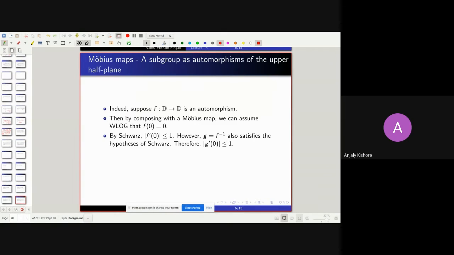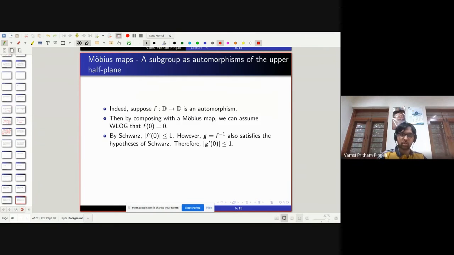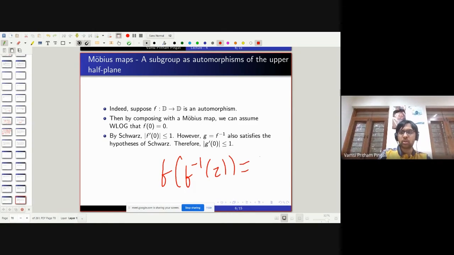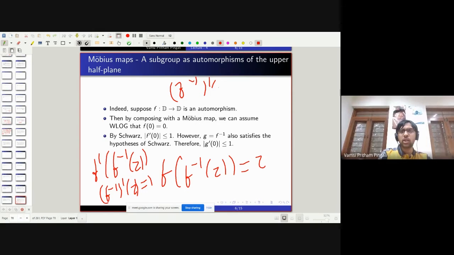By the inverse function rule, sir? 1 by f prime or something. Yes, that's correct. So in other words, f of f inverse of z is z. So by the chain rule, f inverse prime of z times f prime is identity. So f inverse prime of z is 1 by f prime of f inverse z.